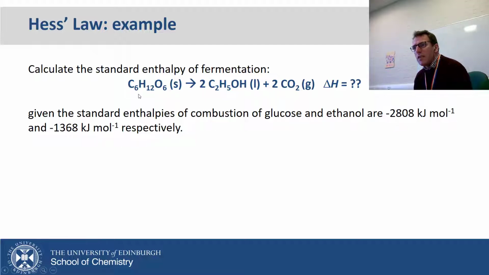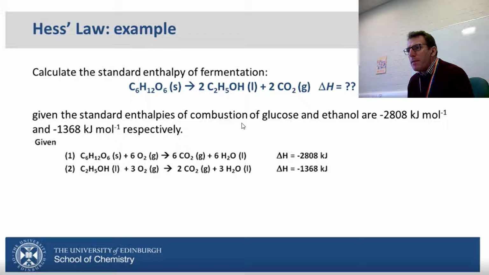Here we have a reaction, the fermentation of sugar to form alcohol. This is what happens when we ferment alcohol, and it will produce 2 moles of ethanol and 2 moles of carbon dioxide. Here we have a reaction where we don't know the enthalpy. We don't know the enthalpy of this reaction, but we are given 2 pieces of information: the enthalpies of combustion of glucose and ethanol are these values. So we can write out those equations. Enthalpy of combustion of glucose and ethanol are given by these 2 equations, 1 and 2.